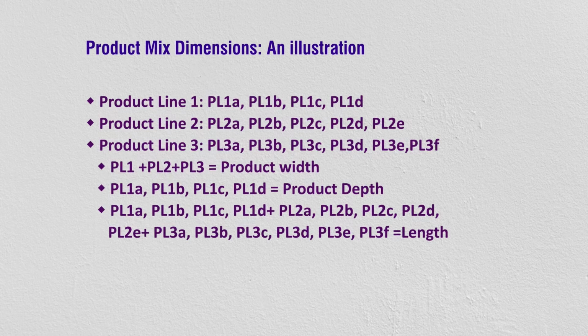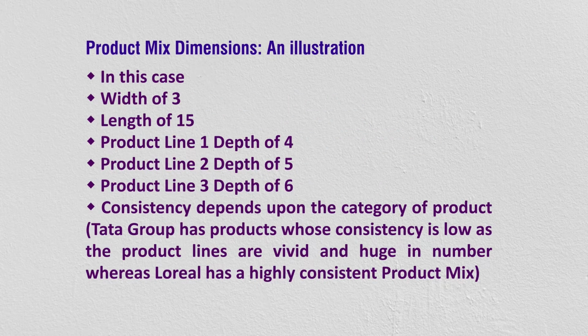Now when we talk of product width, that means the number of product lines that XYZ company, which is an assumption, is offering. How many product lines are there? 3 product lines: PL1, PL2, PL3. So the width of the product mix is 3 lines wide, right? When we talk of the length, we have to count all the products the company is offering. That means 4 products in product line 1, 5 products in product line 2 and 6 products in product line 3.